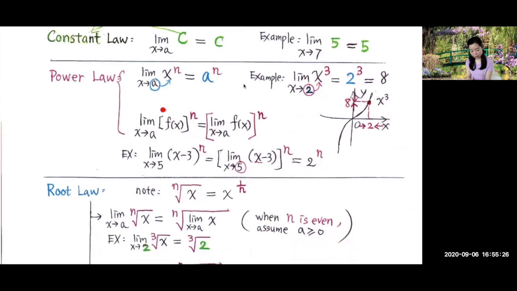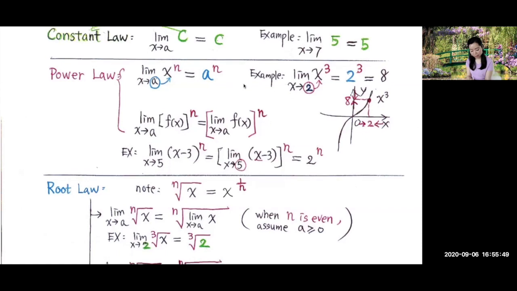Now, here is the power of this function f of x. When x approaches a, you can actually bring out this power. So the limit of this power is the power of this limit. You can bring this n power outside the limit. For example, if I want to find the limit of x minus 3 to the n power, you can just take this n power outside, and you take the limit of this function as x approaches 5. Over here, you can do a direct substitution, put a 5 into x. 5 minus 3 is 2, so that's 2 to the n power. So that's the power law.